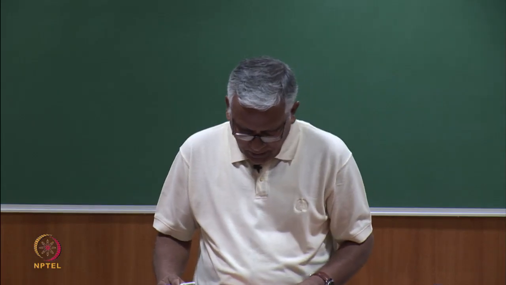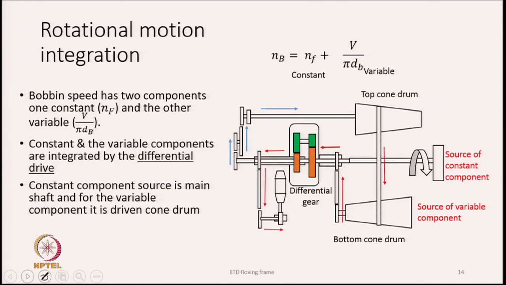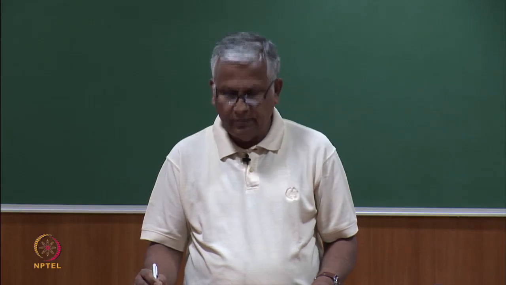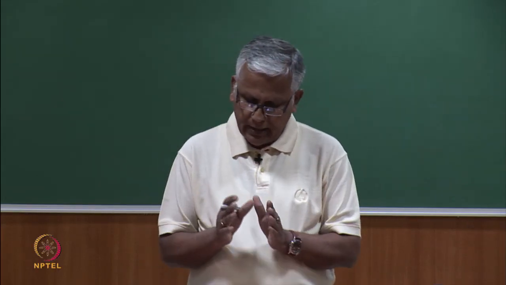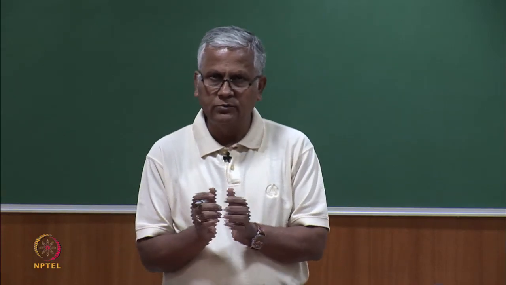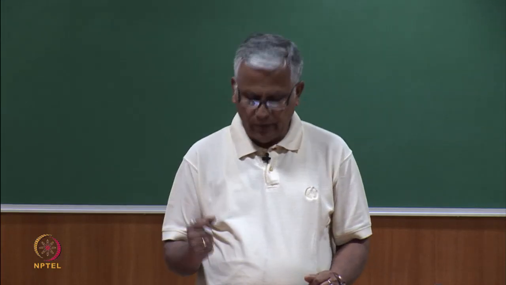Now, we will discuss rotational motion integration. The mechanism part we have discussed. Now, how the two motions are getting integrated, we will discuss this point. The bobbin speed has two components. If we look at these equations, we see that Nb is Nf plus V by pi dB. Nf is the constant part and V by pi dB is the variable part. That means I can split the motion or speed of the bobbin into two components: one is a fixed component, another one is a variable component.